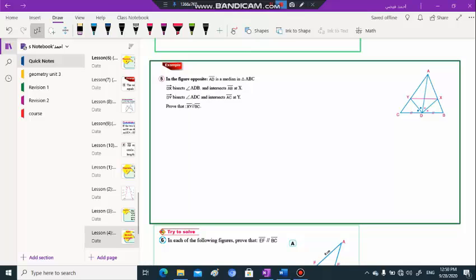So we have another example, number 5. In the figure, AD is a median in triangle ABC. DX bisects angle ADB and intersects AB at X. DY bisects angle ADC and intersects AC at the point Y. Prove that XY is parallel to BC. To prove that XY is parallel to BC, we want to prove that the ratio AX over XB equals AY over YC.